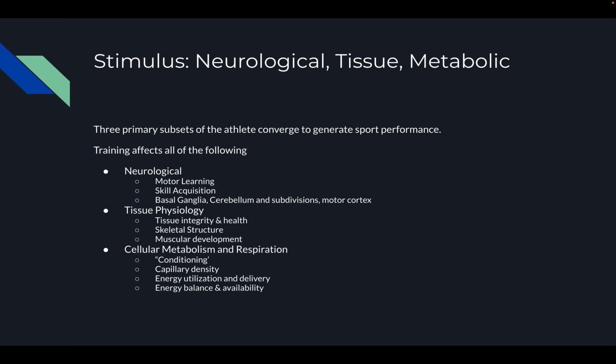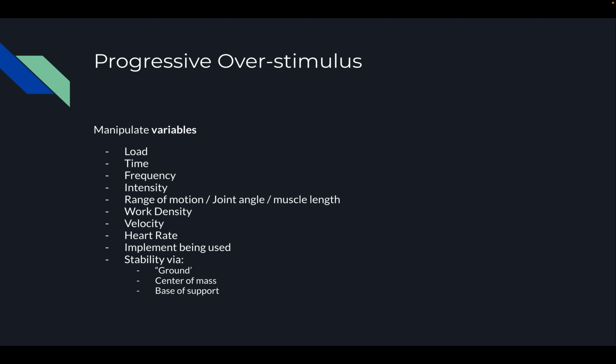Some components of the neurological system that control this are the basal ganglia, the cerebellum and its subdivisions, and the motor cortex. Tissue physiology is also impacted when we have a training intervention, such as the integrity and health of a tissue, the structure of the skeleton, and the amount of muscular development or tissue development. Lastly, cellular metabolism and respiration via conditioning, capillary density, energy utilization and delivery, and energy balance and availability are also impacted by a given training intervention, and considering all of these things is imperative when we think about choosing exercises or choosing training programs.